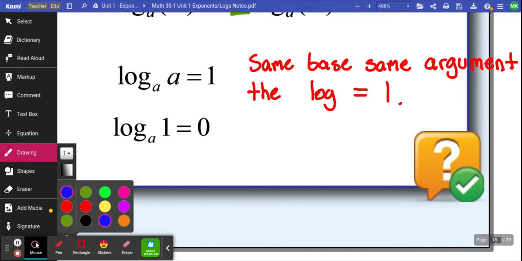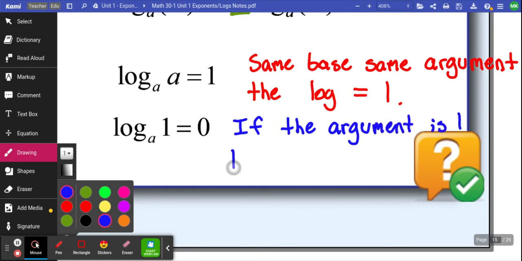The law below it is trying to tell us that if the argument is 1, the log equals 0. Doesn't matter what the base is, because anything to the power of 0 will turn into 1. And that's kind of the rule we're trying to pull on.